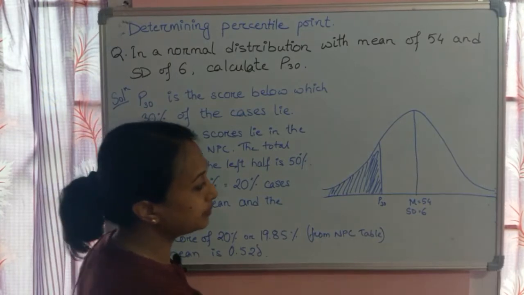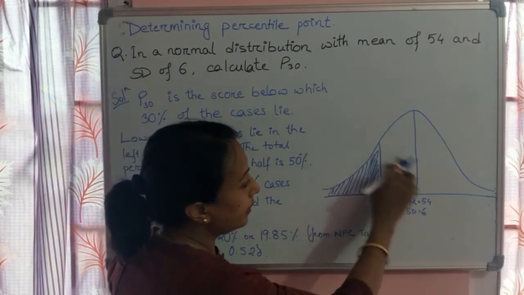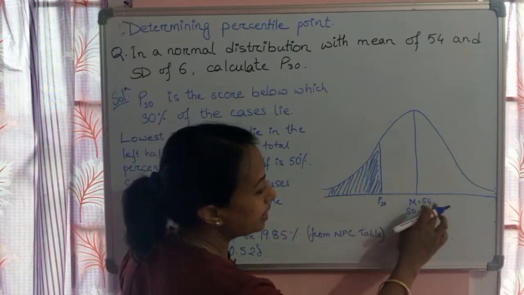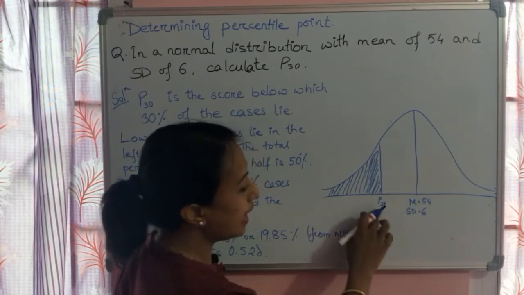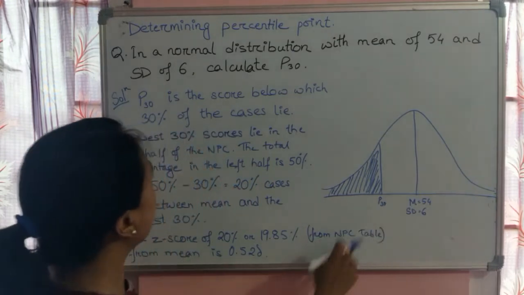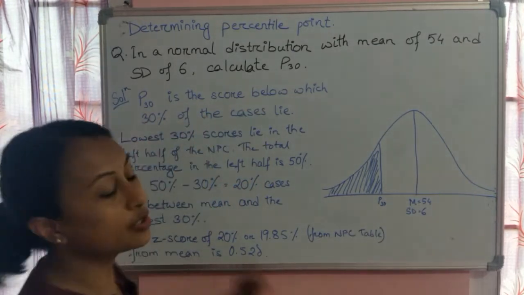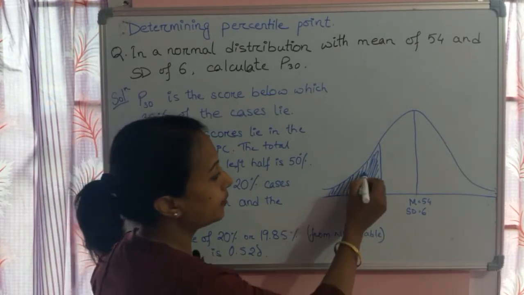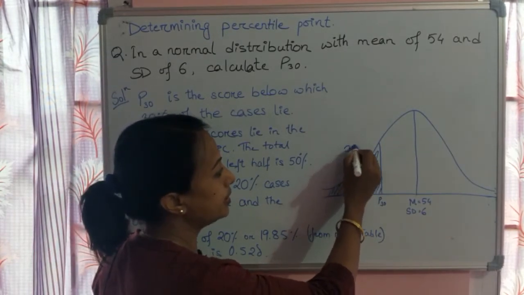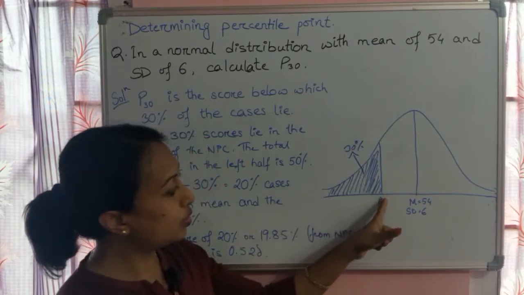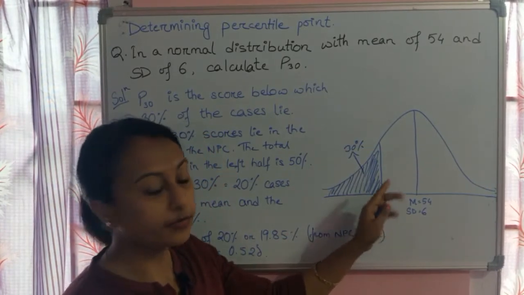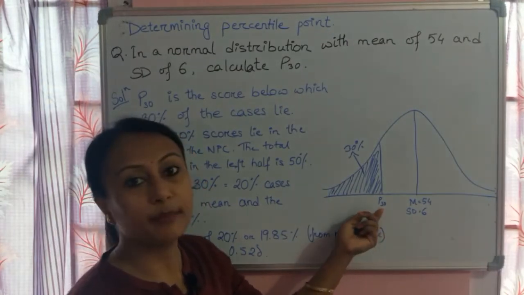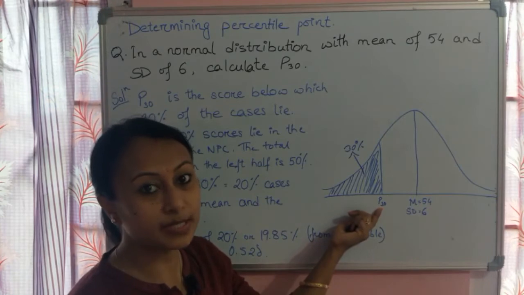Look at the NPC. This is the horizontal axis. M is 54, SD is 6, and P30 is the score below which 30% of the cases lie. So if this is 30%, then the score which cuts off the lowest 30% is called P30. This is the percentile point.